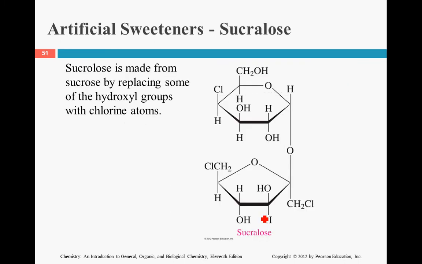So when we're looking at this, sucralose is very similar to sucrose. The only difference is, here's our glucose on top, and here's originally was the fructose. But you notice here the chlorines, and those chlorines make a huge difference in the amount of sweetness you taste.